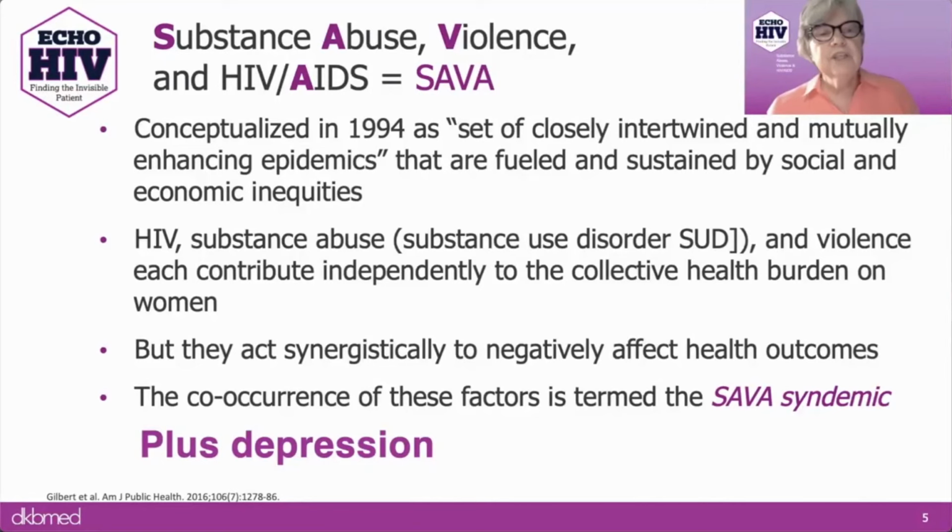So SAVA was conceptualized in the mid-90s as a set of closely intertwined and mutually enhancing epidemics fueled and sustained by social and economic inequities. Each of these problems contributes independently to the collective health burden on women, but they also act synergistically to negatively affect health outcomes. And this is what we mean when we talk about the SAVA syndemic. As I mentioned, we have added depression to the original components of SAVA.